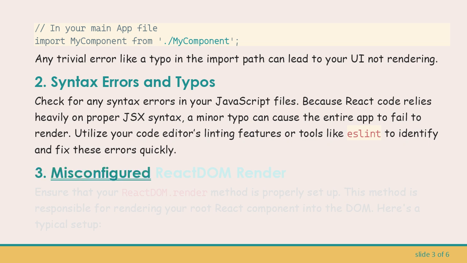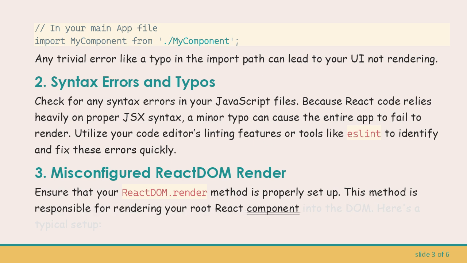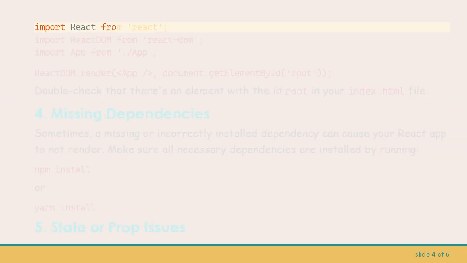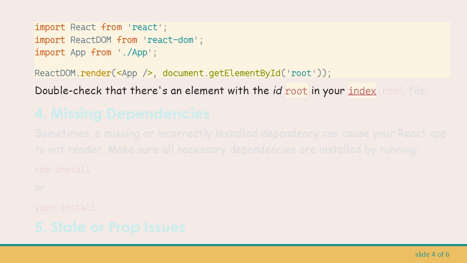3. Misconfigured ReactDOM render. Ensure that your ReactDOM.render method is properly set up. This method is responsible for rendering your root React component into the DOM. Here's a typical setup. Double-check that there's an element with the ID root in your index.html file.